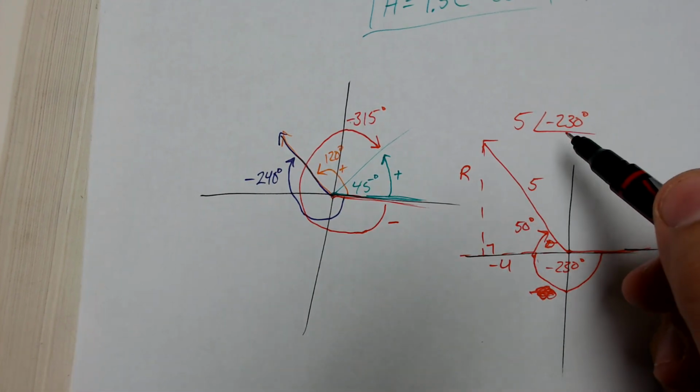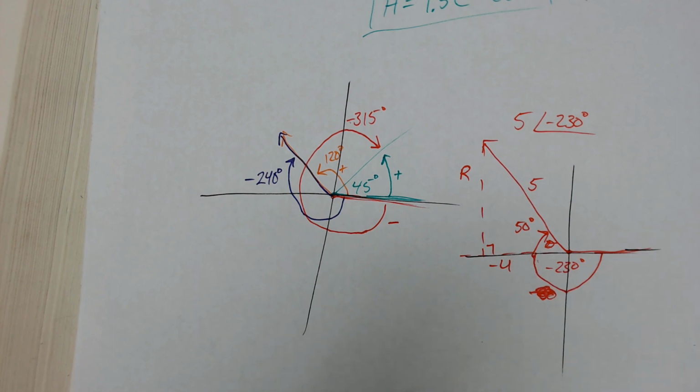So negative angles are pretty simple. You just go in the opposite direction. If you need to brush up on converting from polar to rectangular, go ahead and watch the appropriate lessons. If you have any questions, let me know on Moodle.